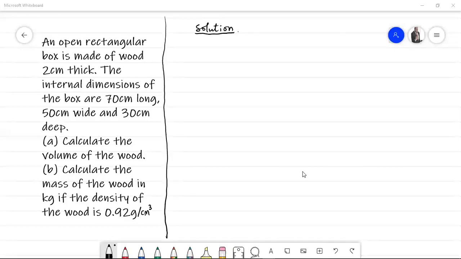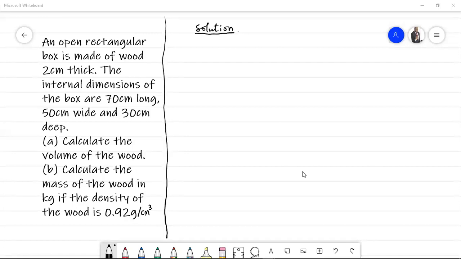Okay, let's take a look at the solution to this example, talking about surface areas and volumes of solid shapes. An open rectangular box is made of wood 2 centimeters thick. The internal dimensions of the box are 70 centimeters long, 50 centimeters wide, and 30 centimeters deep. The first question is for us to calculate the volume of the wood.